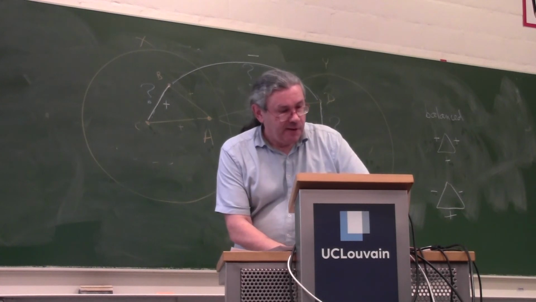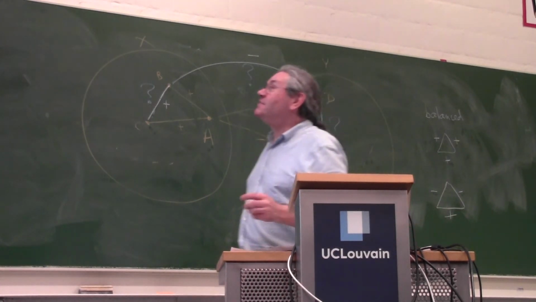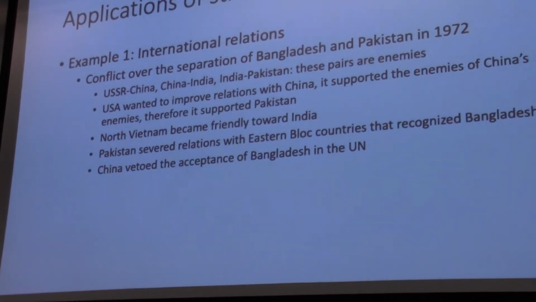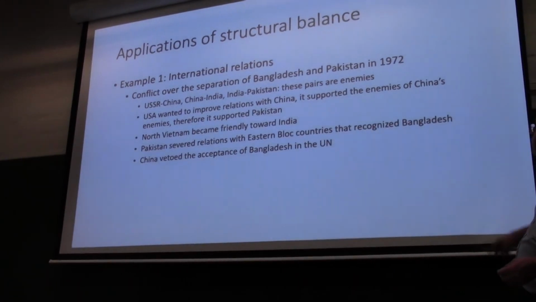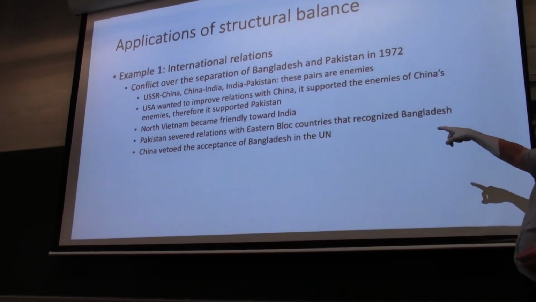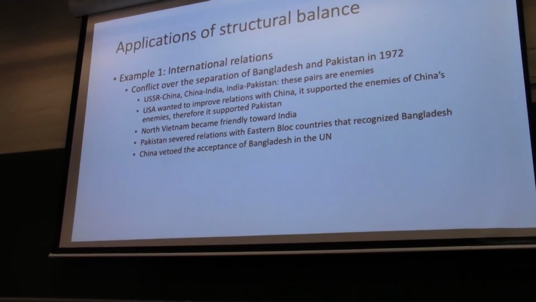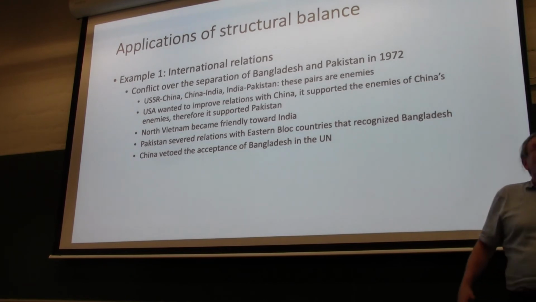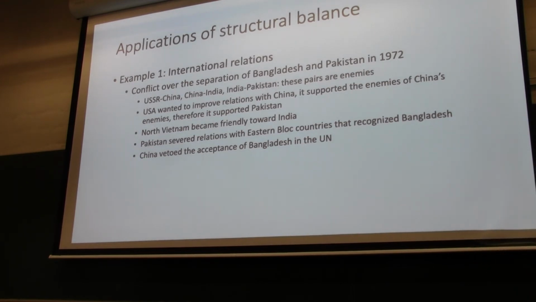Of course, you can apply this. Actually, politicians know this theorem very well. Here is an example, kind of complicated. I won't go through everything. This is the separation of Bangladesh and Pakistan in 1972. Of course, you remember it very well.